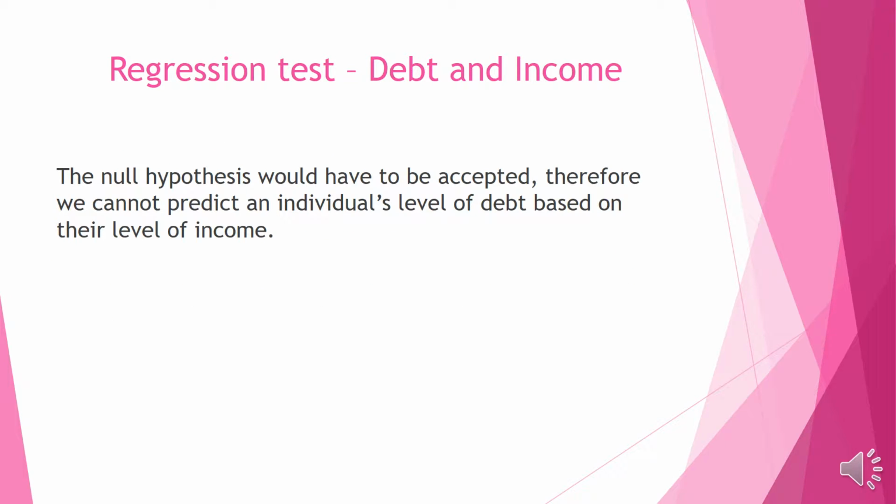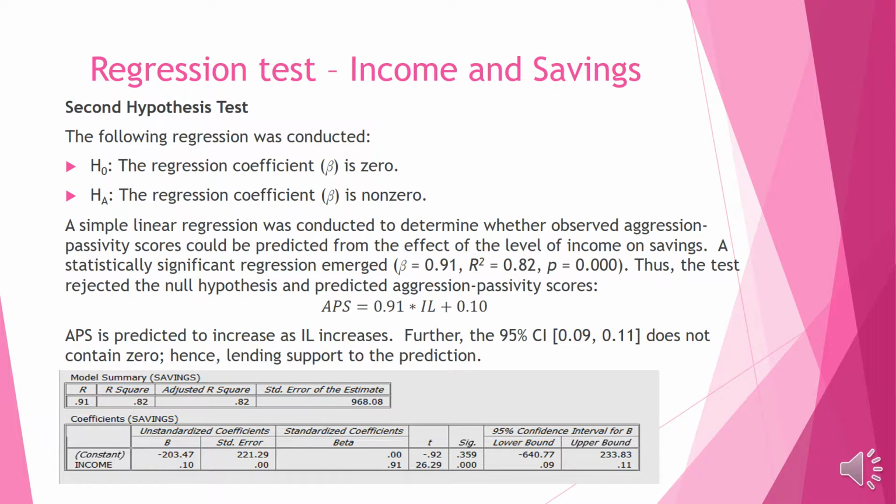In this test, we found that the null hypothesis would have to be accepted. Therefore, we cannot predict an individual's level of debt based on their level of income. The next test was used to determine whether savings could be determined from the level of income.